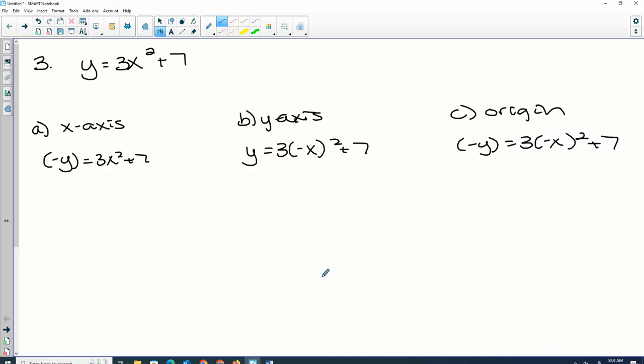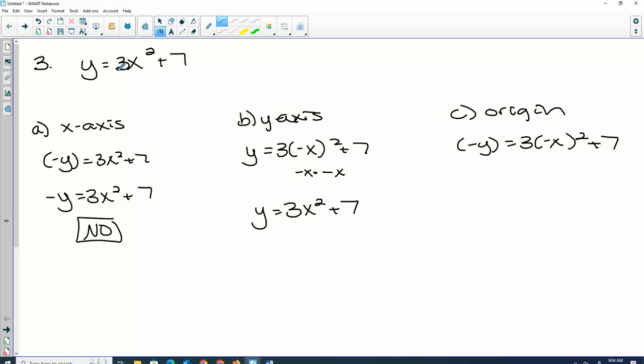So we can do it this way. If you look at the x-axis, we just have negative y equals 3x squared plus 7. Is there anything we can do to make that turn into the original? No, so it's not symmetric to the x. To check the y, if you take negative x times negative x, what does that turn into? Positive x squared. Is that what we started with? Yes, so it is symmetric to the y.